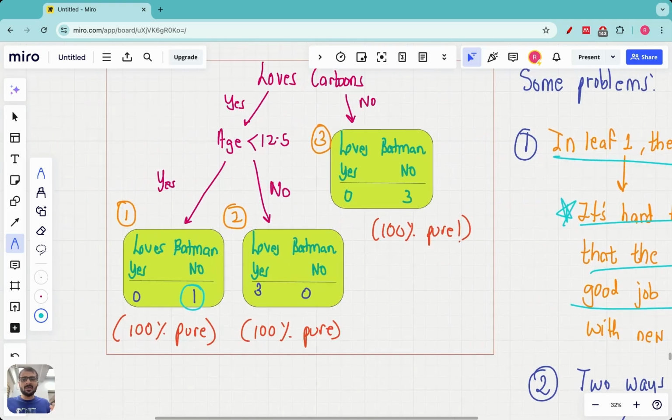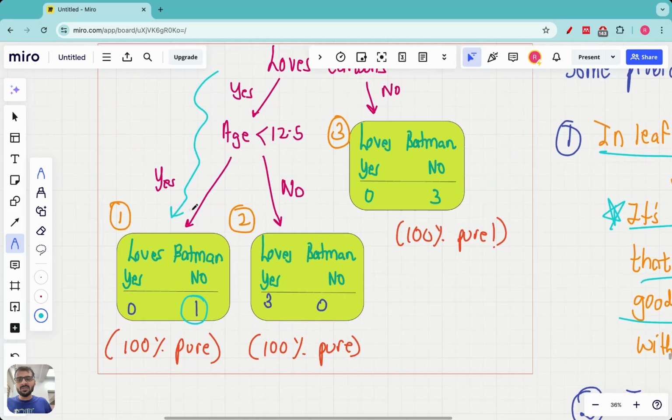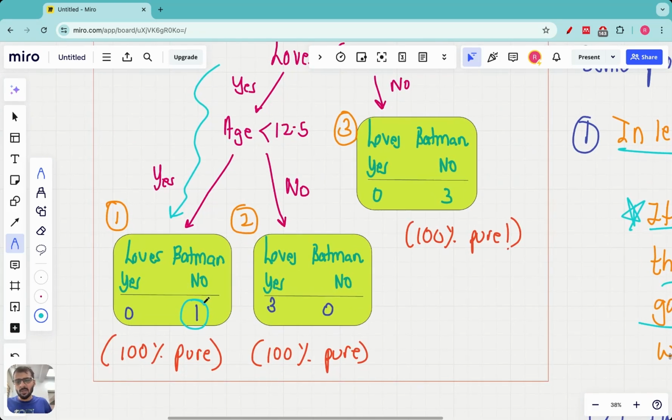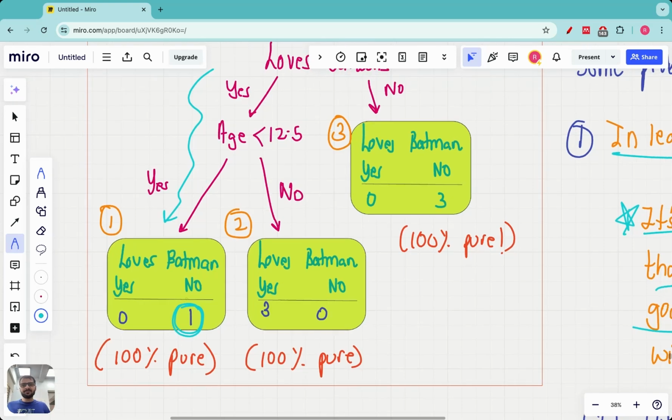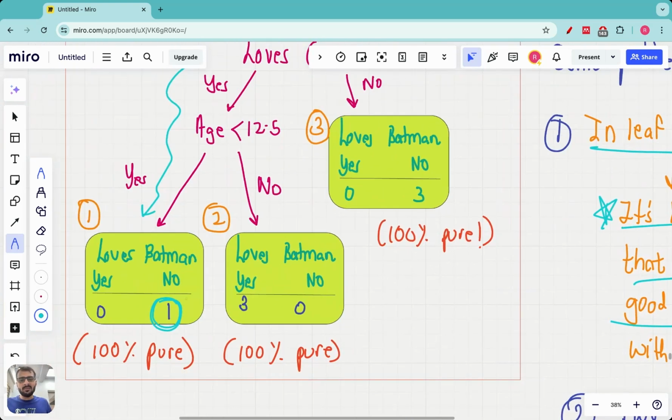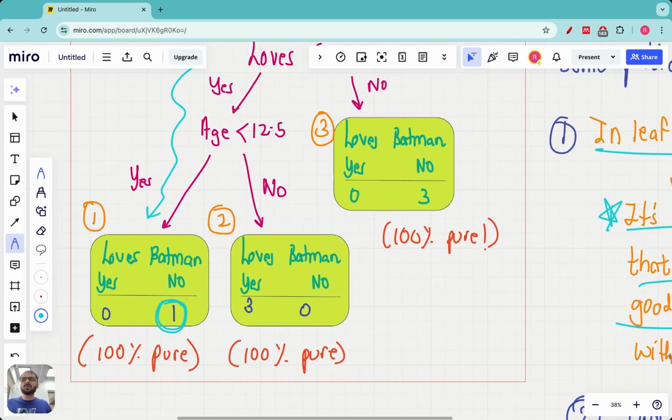So if a new person comes and I go into this branch, I will be much less confident because I've trained it with only one person in this leaf. That is not good at all. Usually there should be more people in leaves. So that is one problem, that ideally there should be at least two to three. That number varies, but it should definitely be more than one. So although the leaf is 100% pure, there are very few people here.